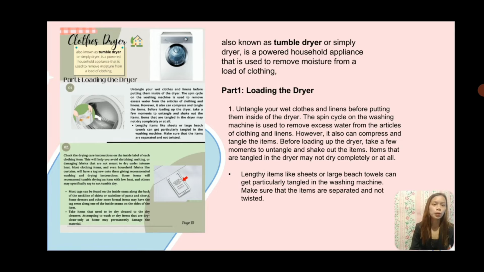dryer. So what is it all about? So clothes dryer is also known as tumble dryer or simply dryer, and it's a powered household appliance that is used to remove moisture from a load of clothing.